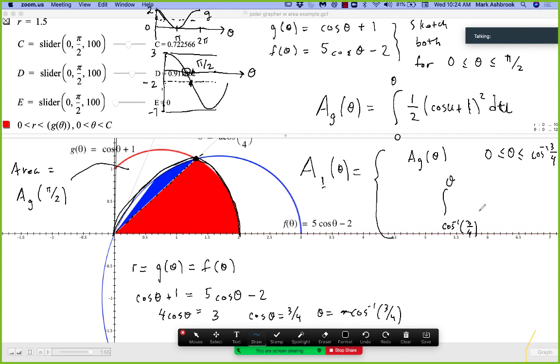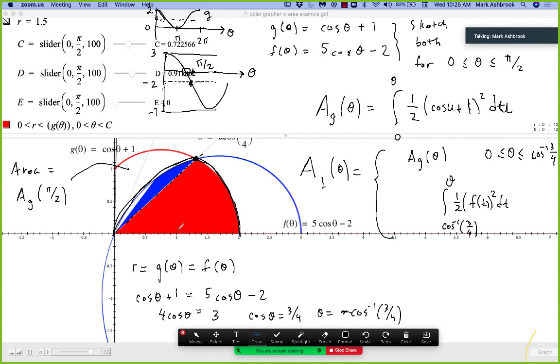1/2 multiplied by f of t squared. Right, so this blue region here is accumulating according to the area according to the f function. So it'll be 1/2 f of t squared dt from our intersection point to theta.